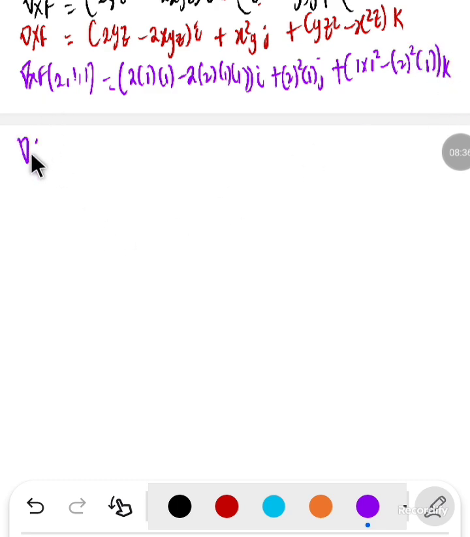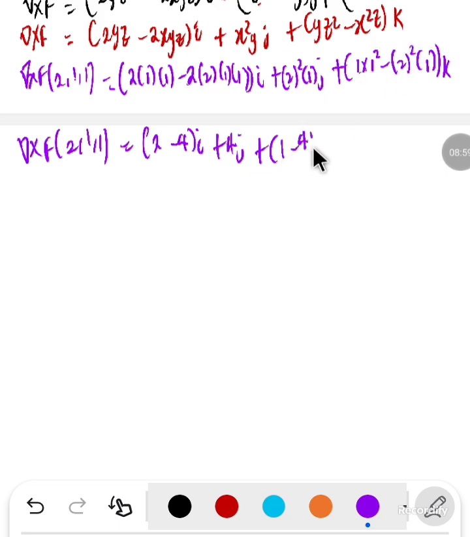So we have the curl of f at (2, 1, 1) equals 2 times 1 will give us 2, then negative 2 times 2 will give us negative 4, then we have i, then plus 2 to the second power will give us 4, so we have 4j, then plus 1 times 1 will give us 1, then 2 to the second power will give us 4, so we have 1 minus 4, then we have k. So finally we have the curl of f at (2, 1, 1) equals 2 minus 4 will give us negative 2, so we have negative i, then plus 4j, then minus 3k. All right, so that is beautiful. So that's the answer to the problem.